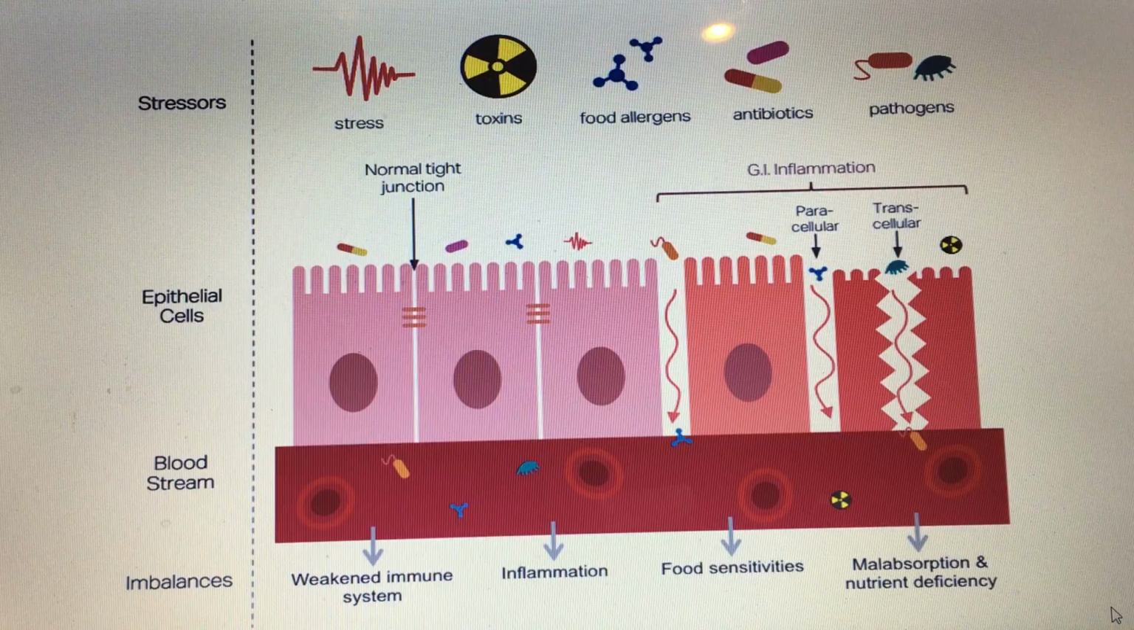And so if you have a normal gut, over here you have nice tight junctions. If you have an abnormal gut, then that can cause inflammation, and it can cause chemicals to leak into your bloodstream, which can cause a weakened immune system, inflammation, food sensitivities, malabsorption. And zonulin is what helps us to measure how healthy these are. If you have high levels of zonulin, that means that you have leaky gut.